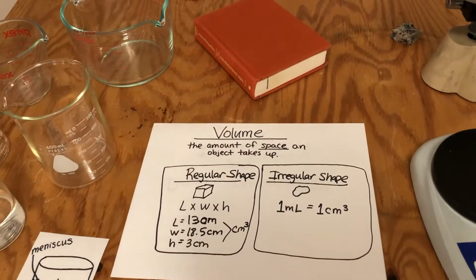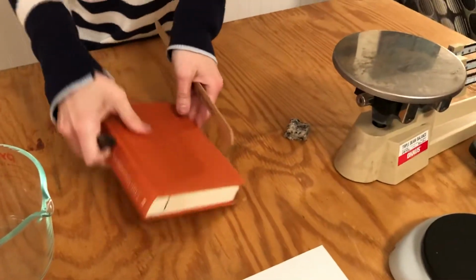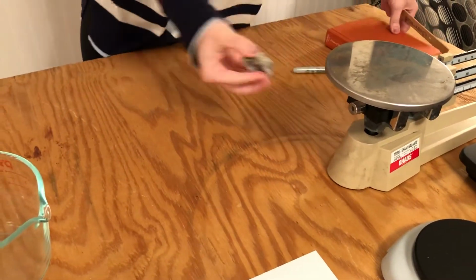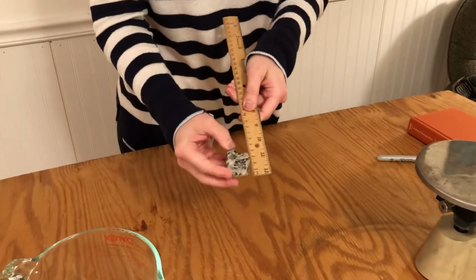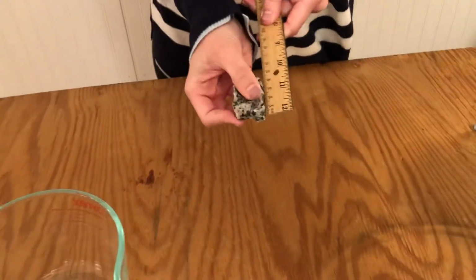Now the game changes a little bit. If I go from a regularly shaped object, like this book or the cube in my picture, to an irregularly shaped object, that's just a fancy way of saying an object that I can no longer measure accurately using a ruler, I'm going to use a technique called water displacement.